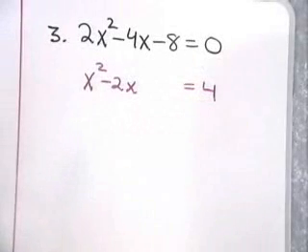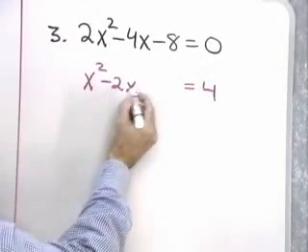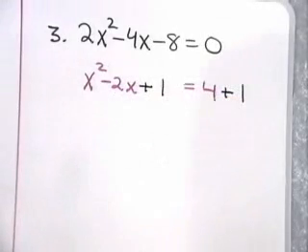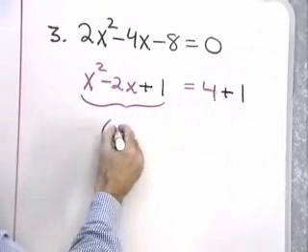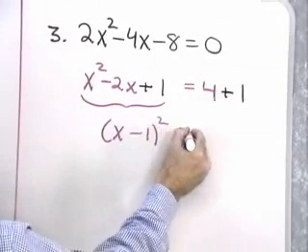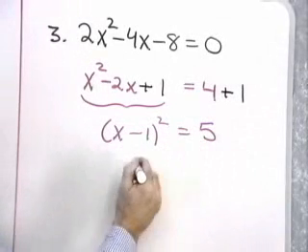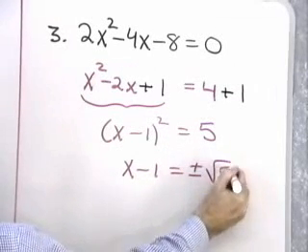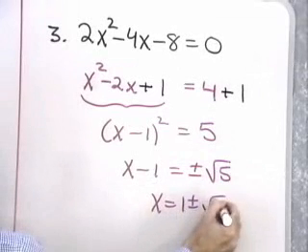Now I'm going to complete the square by taking half the coefficient of this term, so negative 2, half of that is negative 1, squared is positive 1. So I'll add positive 1 to both sides of this equation. On the left side, then, I have guaranteed the perfect square, x minus 1 quantity squared, and on the right side I have 5. Now if x minus 1 quantity squared is 5, then x minus 1 itself is either the positive or negative square root of 5. Add 1 to both sides, and I have 1 plus or minus square root 5.